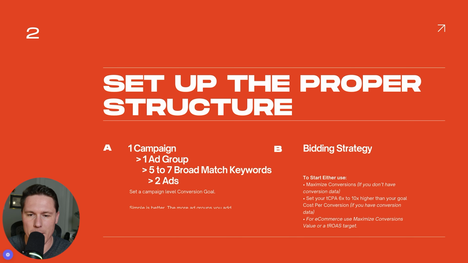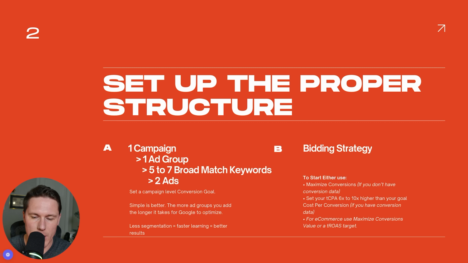Number 2 is set up the proper structure. So what you're going to want to do is one campaign, one ad group, and 5 to 7 of those broad match keywords. So take the top most high intent keywords and make them broad match, and then make sure that there's conversion data behind it in your history. Make them broad match. So you'll want to set up a campaign level conversion goal and make sure that it's simple. So the more ad groups that you add to this, the longer it's actually going to take for Google to optimize. So make sure that it's not segmented.